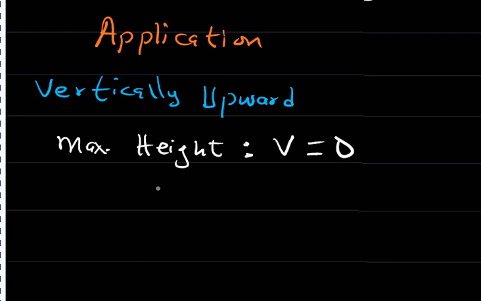Then, because it is going upward, you know very well that it is decelerating. The acceleration due to gravity is negative. So anytime we are using the equation, always make sure that you use it considering the fact that acceleration due to gravity is negative. Please take note of that.